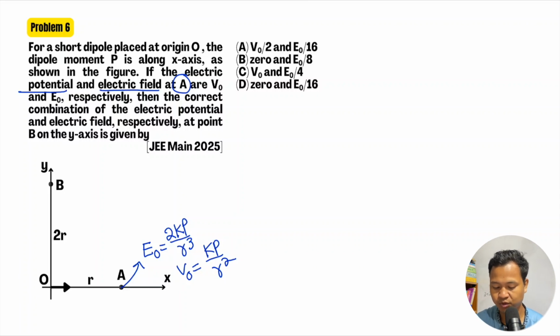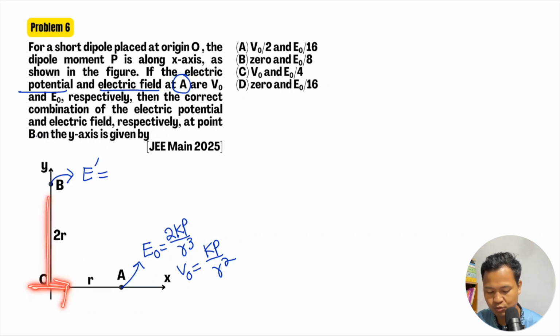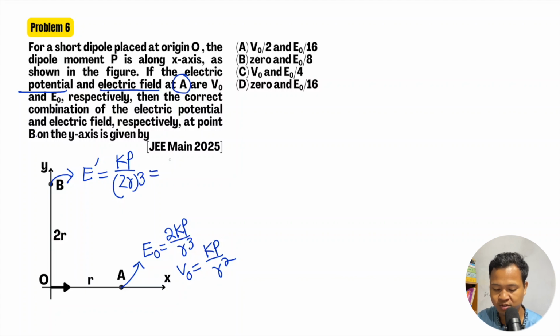At point B, the question asks for the correct combination of electric potential and field. So what will be the field at B? Point B is an equatorial point of the dipole, with the dipole lying like this. For the equatorial point the formula is Kp divided by R cube, where R here becomes 2R, so 2R cube. That gives Kp divided by 8r cube.